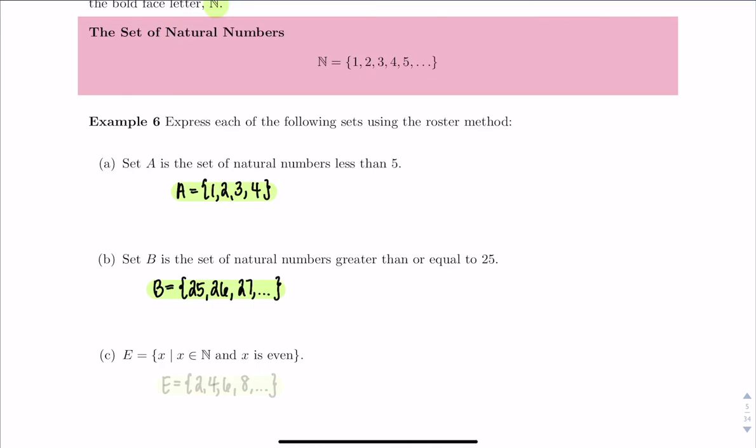And set E is the set of all x such that x is in the natural numbers and x is even. So my even numbers would be 2, 4, 6, 8, and again we're going to use those ellipses or the dot dot dots to indicate it keeps going in the same pattern forever and ever.